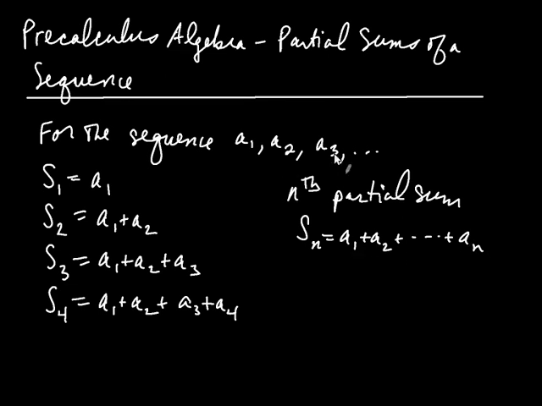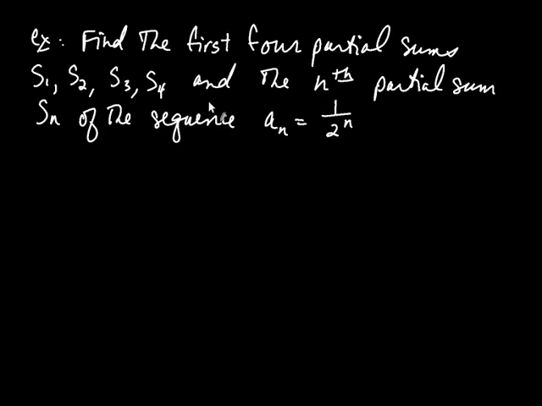All right, let's get a little practice calculating partial sums. So let's find the first four partial sums, denoted S1, S2, S3, S4, and also the nth partial sum, denoted S sub n, of the sequence A sub n equals 1 over 2 to the n. Like we mentioned a moment ago, the first partial sum is always the first term of the sequence. So in this case, it's just 1/2.